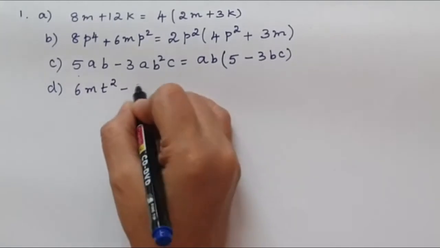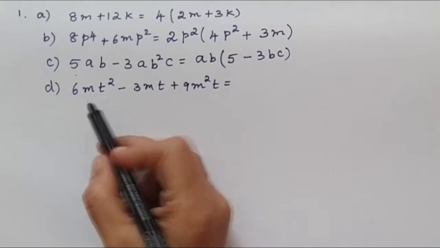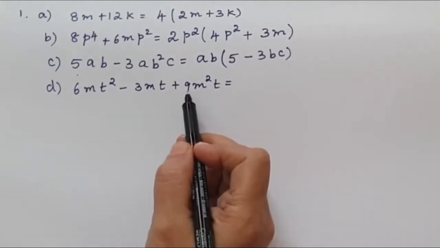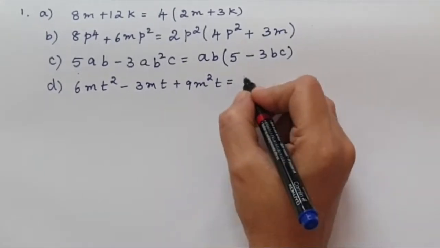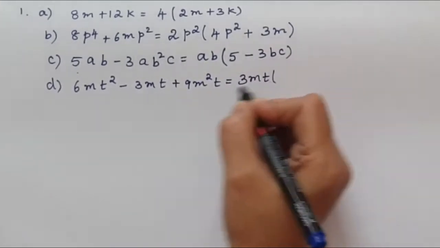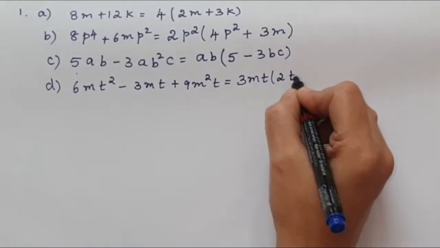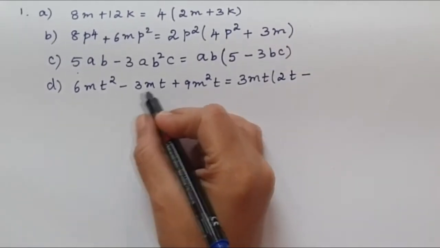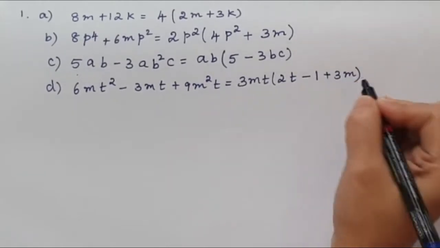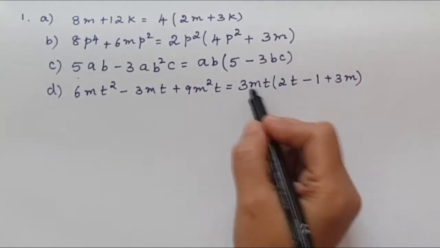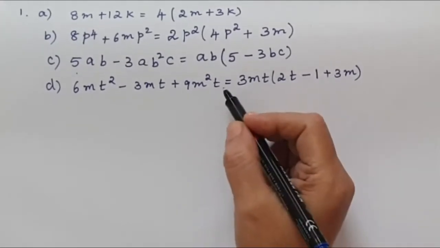6mt squared minus 3mt plus 9m squared t. When we take this, 6, 3 and 9 are all multiples of 3. So m is there, m is here, here also m. And everywhere a t. So we can remove 3mt. When I remove 3mt, the number left out is 2 and t is left out. Then minus, here 3mt, everything we have removed, so only 1 will remain, plus 3m. So you can just multiply 3 with 6mt squared, then it is minus 3mt and plus 9m squared t.